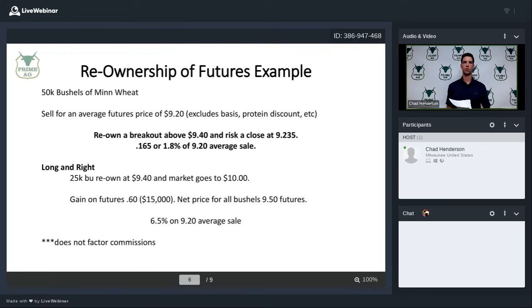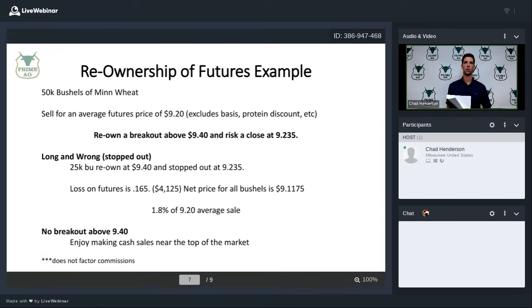We pointed out here we're not factoring in commissions. In our case, if you figure about a penny per contract, 5 contracts, you're looking at about a nickel. So your net gain on futures might be 55 cents after you factor in commissions. Definitely worth it. Now, what if the market goes against you?